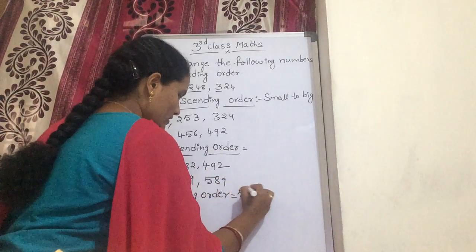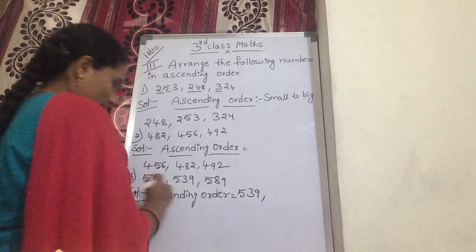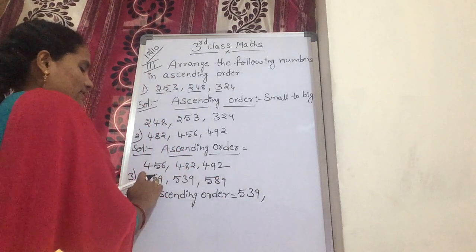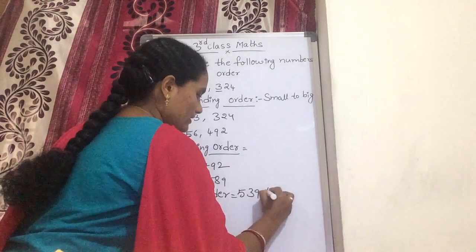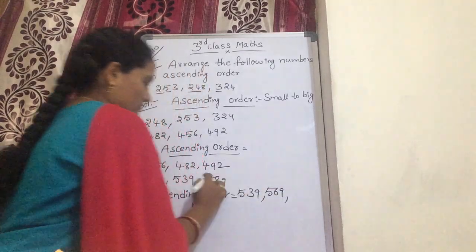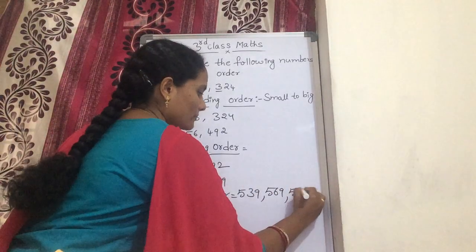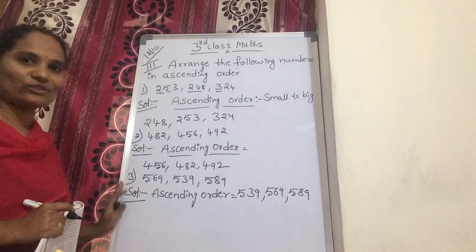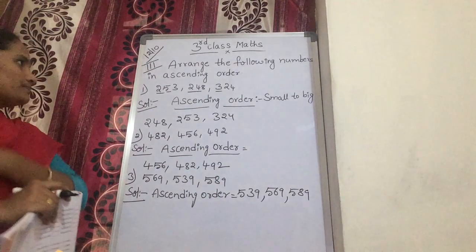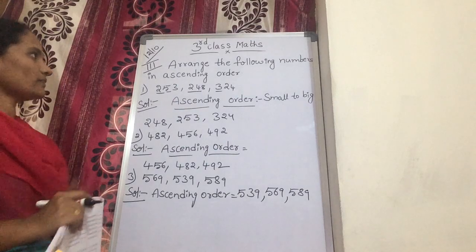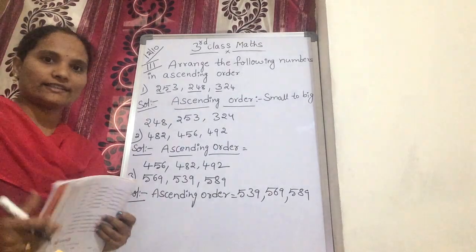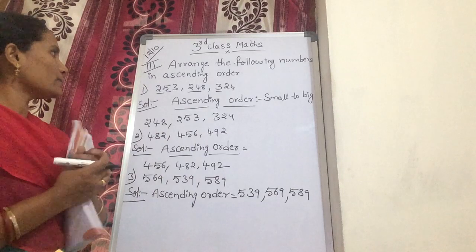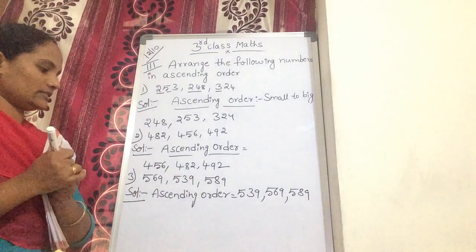First you write 539. Next one, 6, 8. 6 is small, so 569 is the next number. Next, last one, 589. This is our ascending order. Please copy in your classwork, children. You can understand how to write in ascending order: small number to big number.